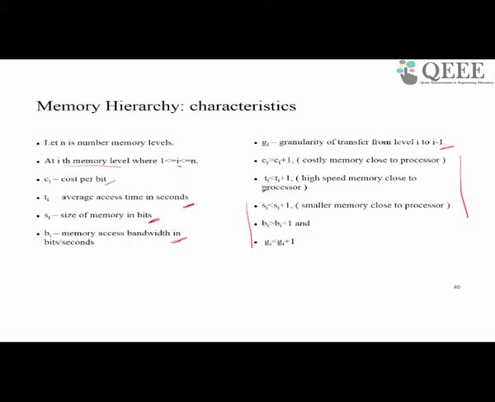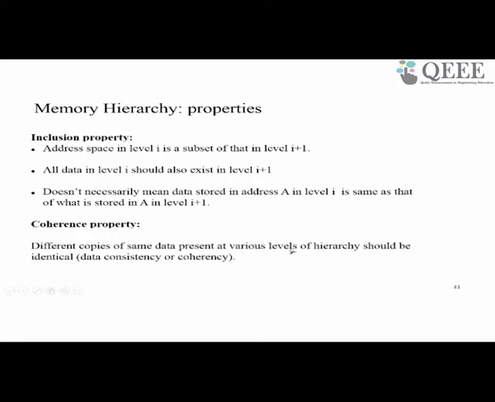Access time of ith level will be less than the access time of the i plus 1th level. The more you go closer to the processor, the faster the memories will be. Then the memories which are closer to the processor will be generally smaller in size as compared to the memories which are farther away from the processor, and so on. Even the bandwidth will also be larger for memories which are closer to the processor. Okay. So, in addition, how the memory is accessed is as follows.